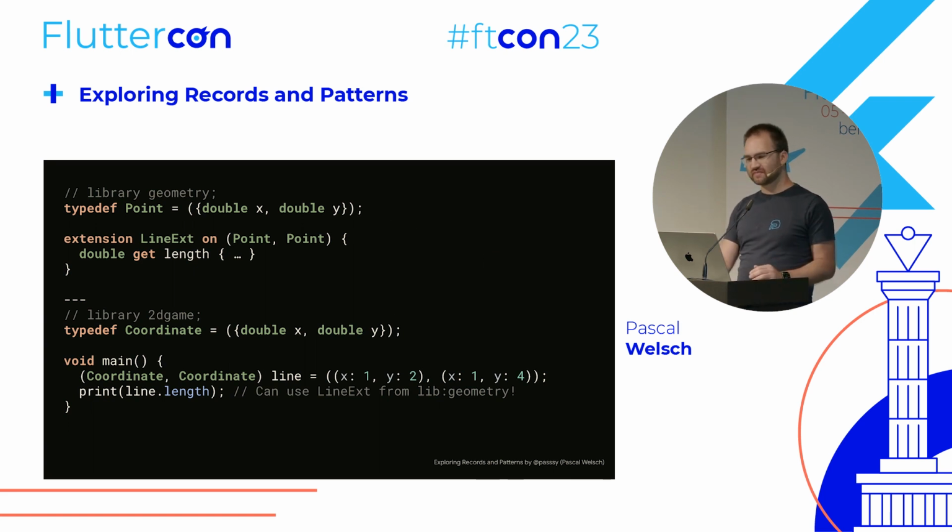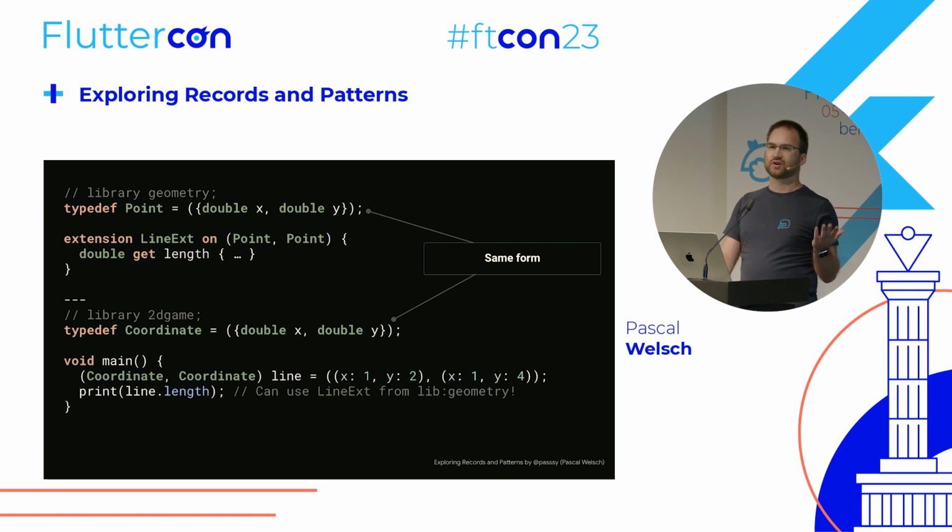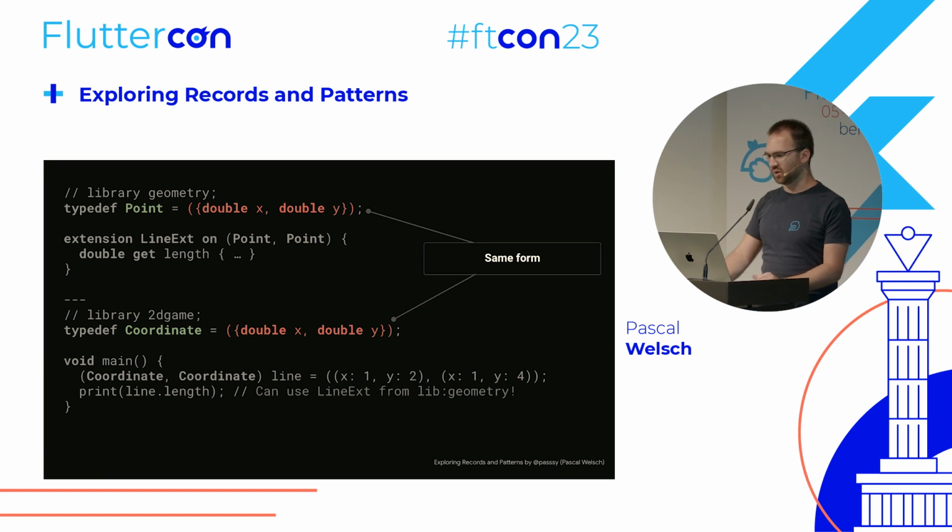And guess what? They have the same form. A point and a coordinate are the same thing, even though they are living in different libraries. They have no dependency on each other. They have just the same form. This is a record with two named arguments named x and y. And because they have the same form, we can use the extension from the geometry library inside of our game.